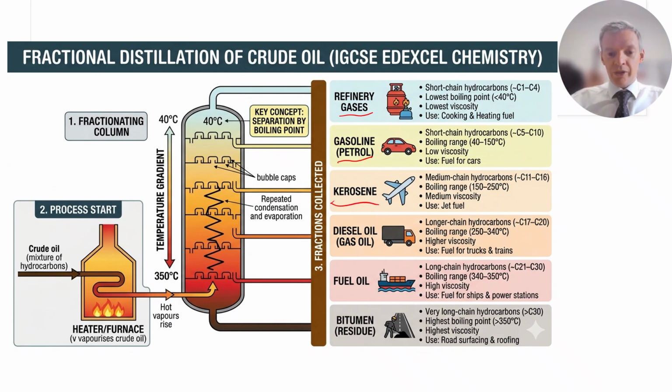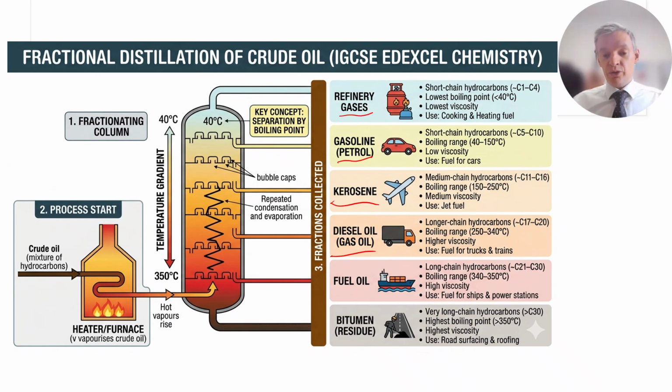Next one down, and we're getting longer, so the hydrocarbon chain is getting longer as we go down the column. Kerosene, and it's used as a fuel for aeroplanes. You don't need to know specifics of boiling points, you just need to know names and uses and where they sit in the column. The next one is diesel, and diesel is used for trucks and trains.